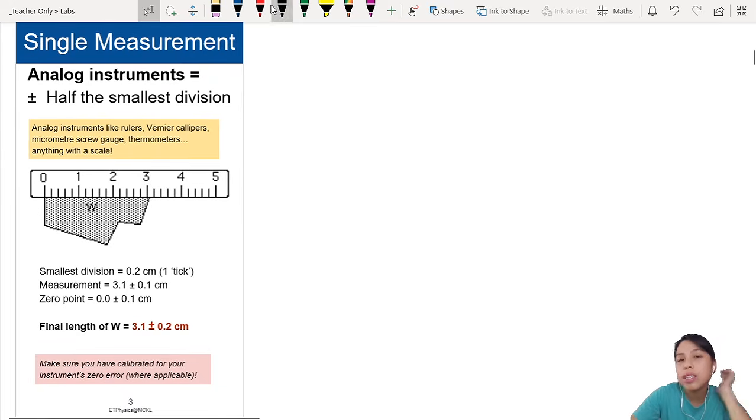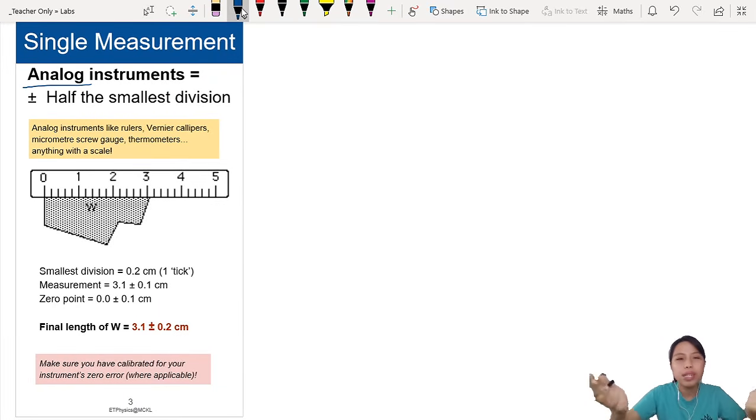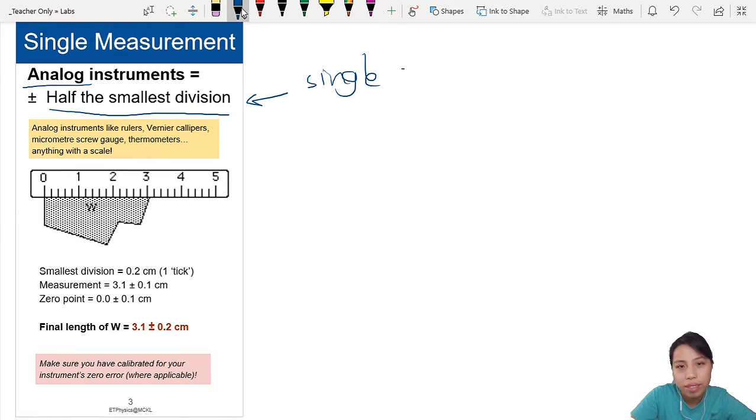Okay, so first thing, single measurements. If they're analog, it means not electric. It's like ruler, scale, point here, point there. When you are making analog instrument readings, you want to take half the smallest division as the uncertainty for a single reading. Okay, this is for single reading. But I'll explain later how you have to take a little bit bigger. Anyway, this is the basic minimum. Minimum you must take for a single reading.